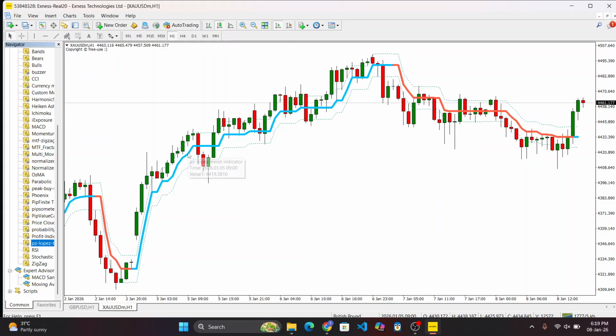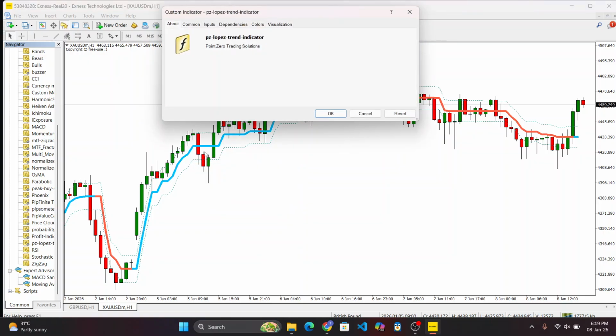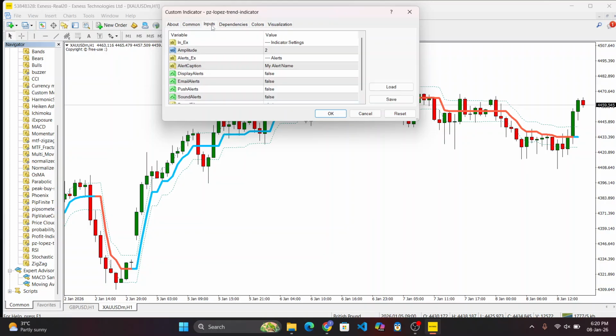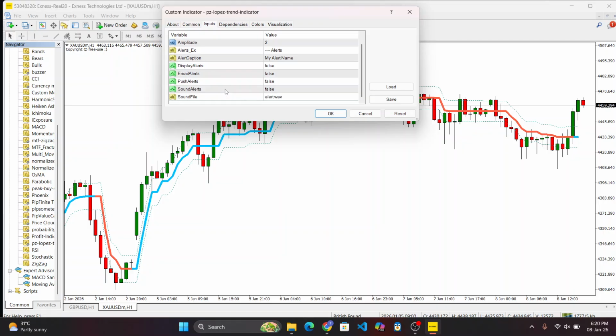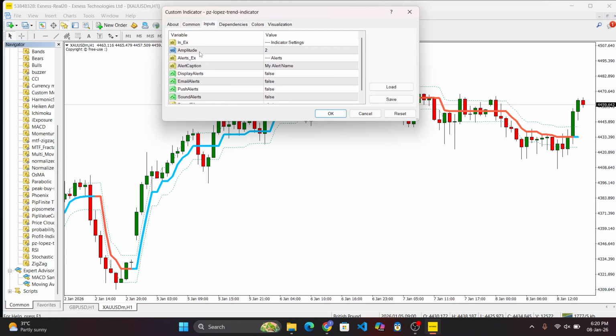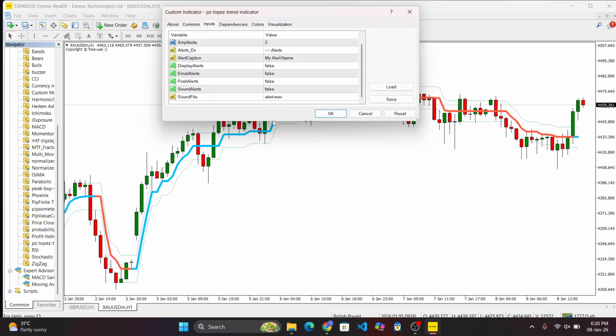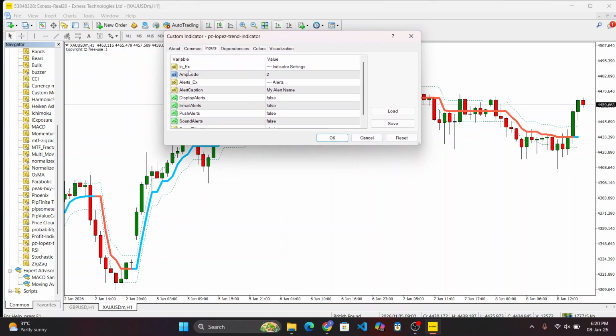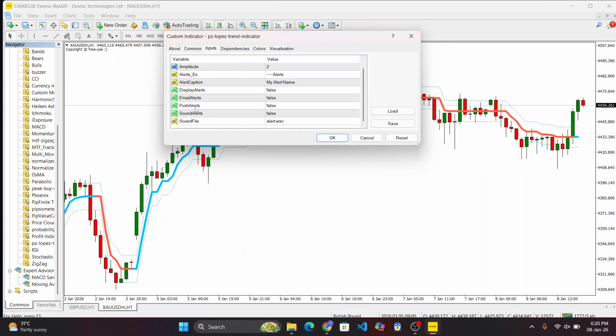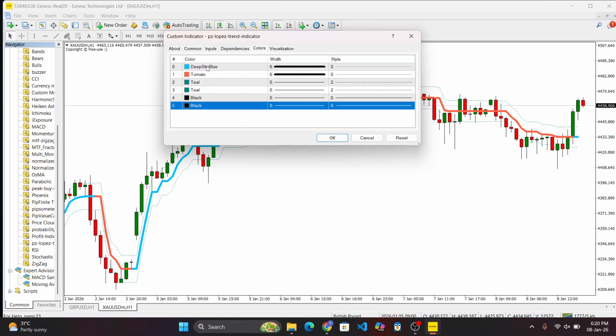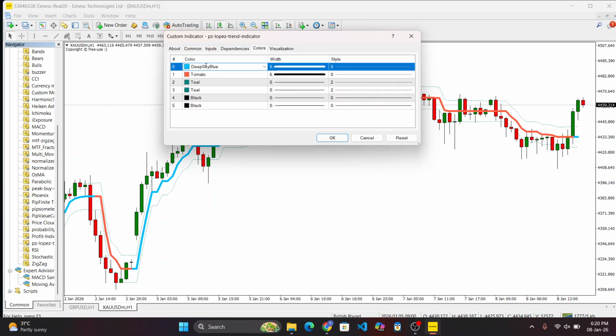The indicator relies on a combination of moving averages, price action analysis, and volatility filters, while including smoothing and confirmation logic to avoid premature signals. As you can see on this screen, that's the amplitude, and it can also generate alerts for traders. You can adjust its color to whatever you like.